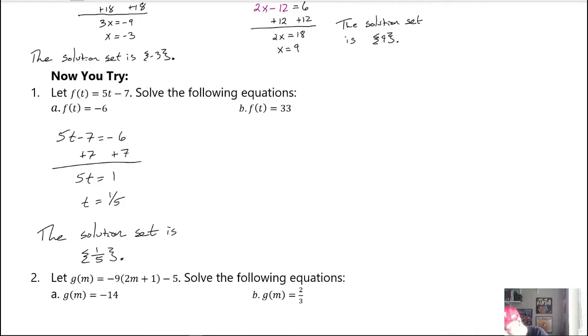All right, part B, f of t equals 33. So we'll set up 5t minus 7 equals 33. So I'll get 5t equals, adding the 7 to the other side, we get a 40, and then I divide by 5 and get t equals 8. So the solution set is the set containing the number 8.